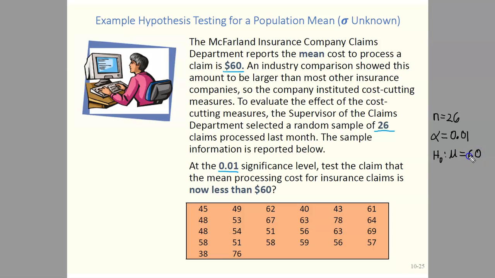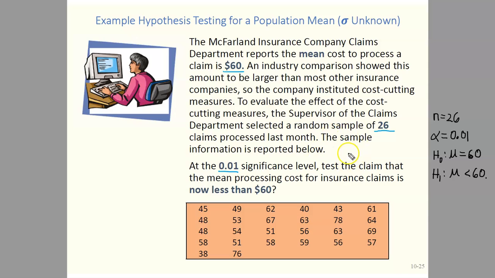So our null hypothesis is that our mean processing cost is still $60, and the alternate is that the mean is less than 60. The burden of proof here is on the claim that our mean processing costs have been reduced. Notice that we wanted to test that the processing costs are now less than 60, so that's what we set up our alternate hypothesis as.